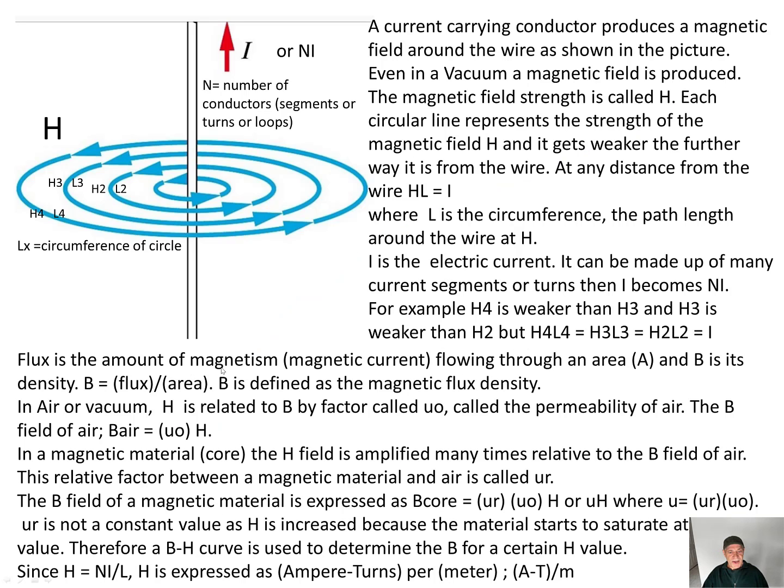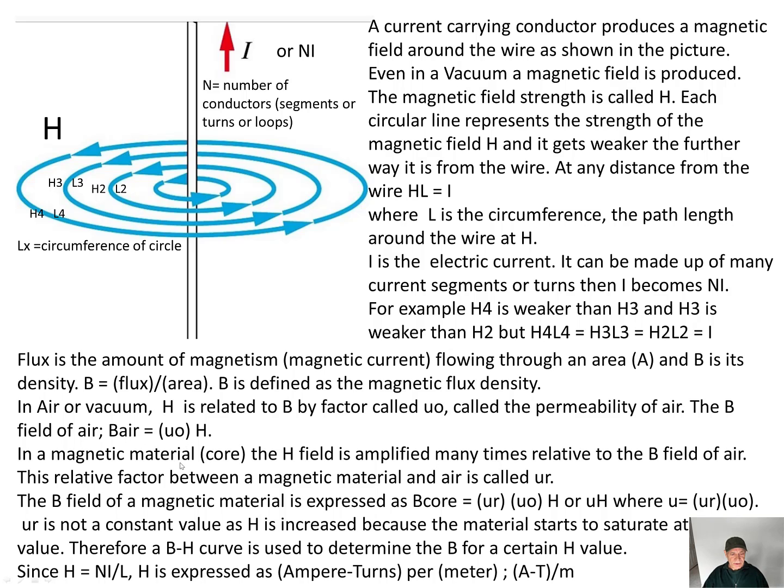Flux is the amount of magnetism or magnetic current flowing through an area A, and B is its density. So B, the flux density, is flux over area. B is defined as the magnetic flux density. In air or vacuum, H is related to B by a factor called mu naught, called the permeability of air. The B field of air, B air, is mu naught H.